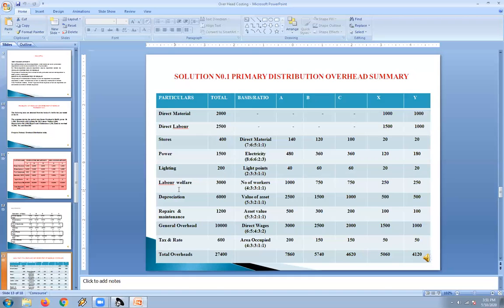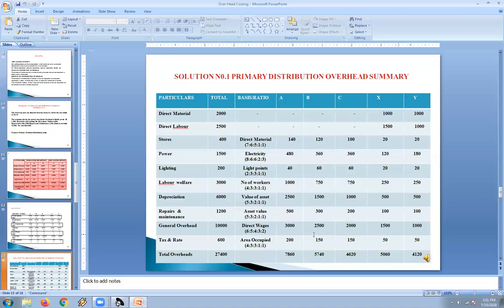Then labor welfare. 3,000 is the total expense given in the question. It has to be allocated on the basis of the number of workers. The ratio of the number of workers is 4:3:3:1:1, so the total will be 12 here. So 3,000 into 4 by 12, 3,000 into 3 by 12, 3,000 into 3 by 12, 3,000 into 1 by 12, and 3,000 into 1 by 12. Then repairs and maintenance is apportioned on the basis of asset value, where the ratio is 5:3:2:1:1. We have allocated 1,200 on the basis of this ratio.